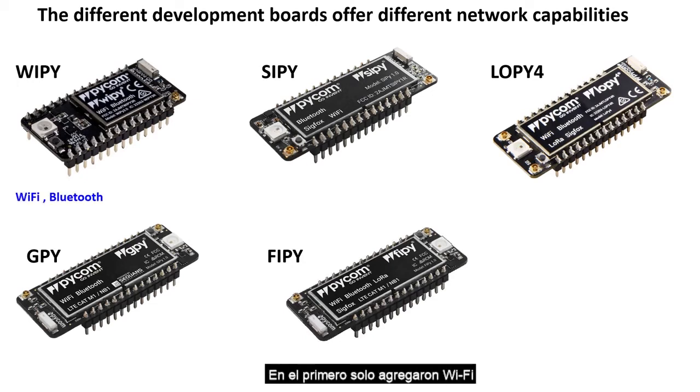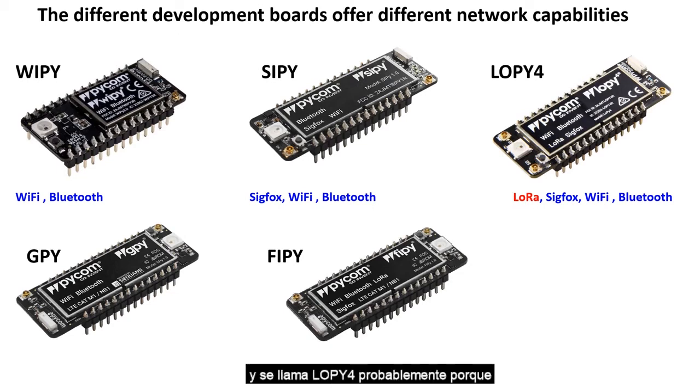In the first one, they only added Wi-Fi, and probably that is why they named it Wi-Fi. The second board has Bluetooth, Wi-Fi, and Sigfox. Probably that's why they call it SiPy, because they introduced Sigfox. The third one has Bluetooth, Wi-Fi, Sigfox, and LoRa network capabilities, and is called LoPy4, probably because they introduced LoRa to it. The number 4 may have been added because it can transmit using 4 network options.